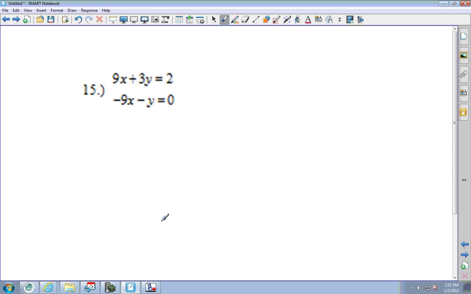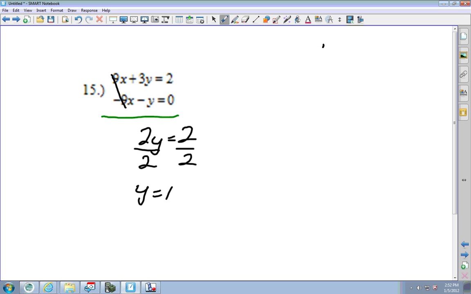The next one, number 15, right here. Well, let's see. Is there a letter where they're the same and one is positive, one is negative? Yep, those x's, they'll cancel out. So right here, I've got 9x minus 9x. That goes away. 3y minus y is 2y. And 2 plus 0 is 2. Divide by 2. Y equals 1. My solution, remember, goes x then y. My y number is 1.